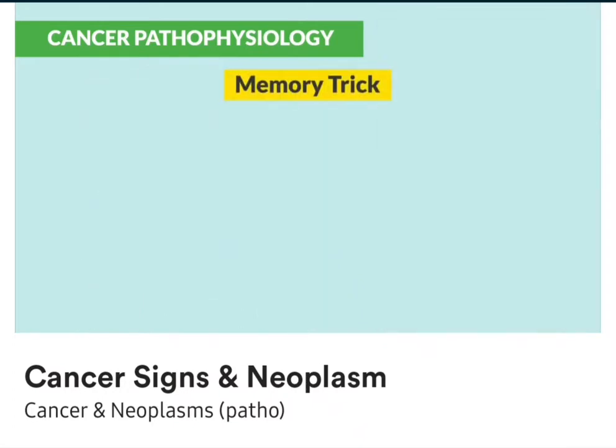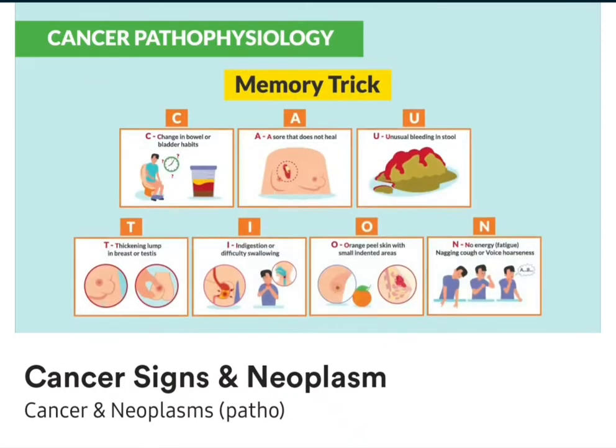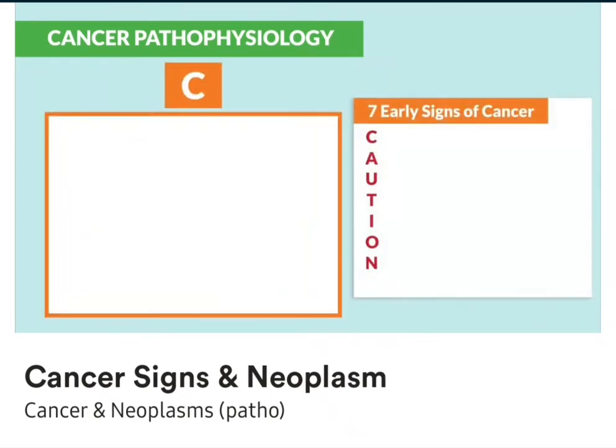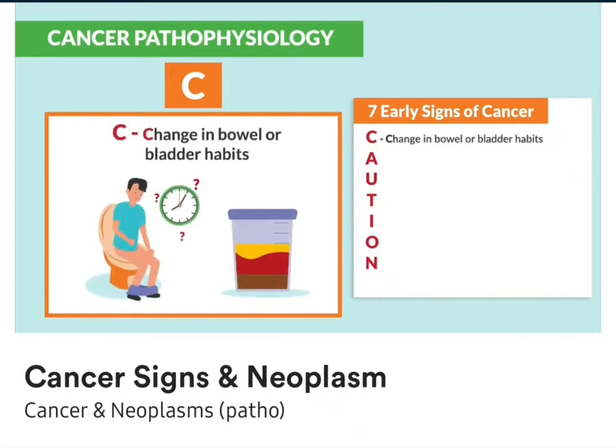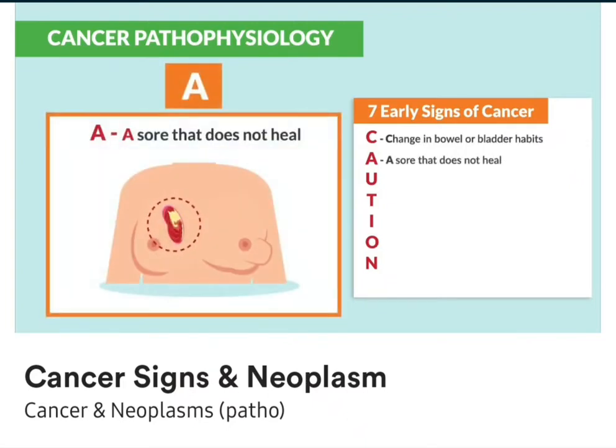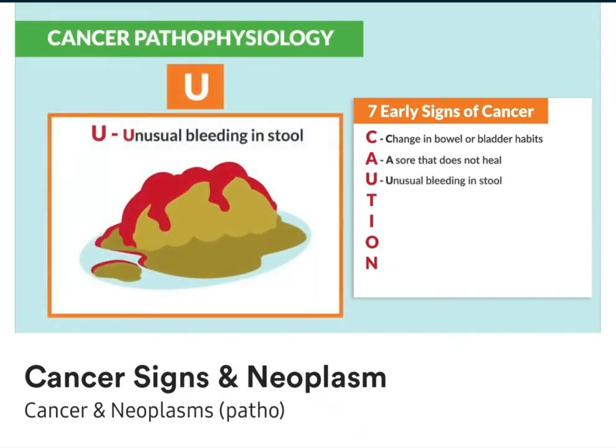Okay, now for the memory trick. To make this super simple, we have the acronym CAUTION for the 7 early signs of cancer. So please be sure to write this down. C stands for a change in bowel or bladder habits. A is for a sore that does not heal. U is for unusual bleeding in the stool.